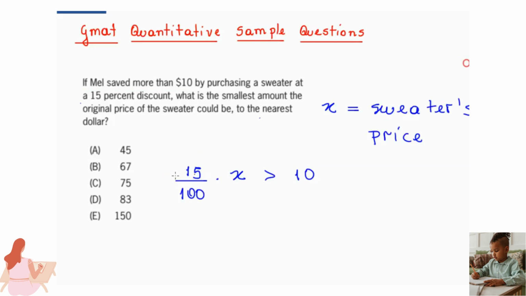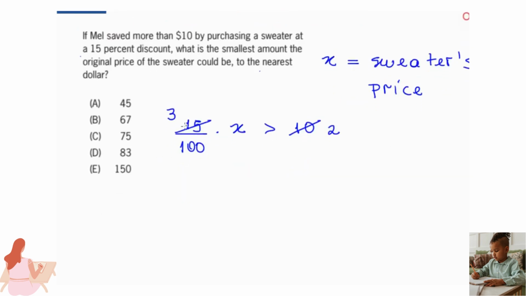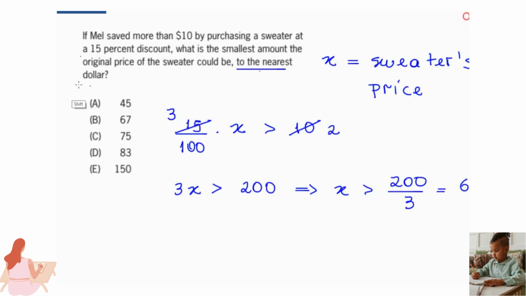To solve this inequality, I will begin by dividing both sides by 5. If I divide 15 by 5, I get 3. And if I divide 10 by 5, we get 2. So we have that 3x must be greater than 100 times 2, which is 200. So this implies that x must be greater than 200 divided by 3, okay? If we divide 200 by 3, we get approximately 66.67. If we round to the nearest dollar, this value must be 67. So the correct answer of this question is the letter B.